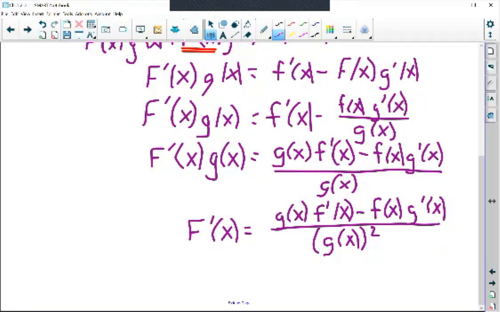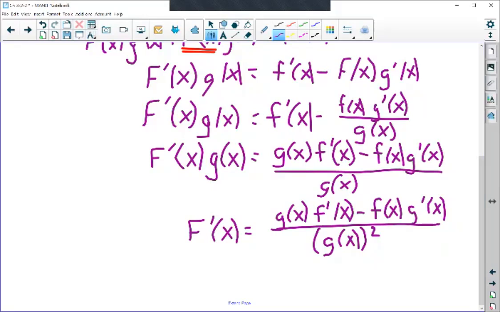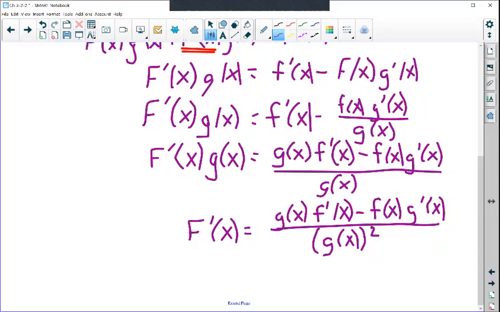Now, I'll be 100% honest. I never memorized g of x times f prime minus f of x times g prime all over g of x squared. Way back in the dark ages, when we're still using hammer and chisel to do our notes and things, I learned it this way. Right? I learned it as low d high minus high d low over low squared.